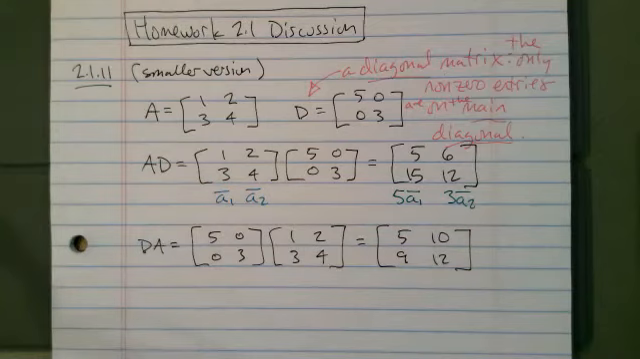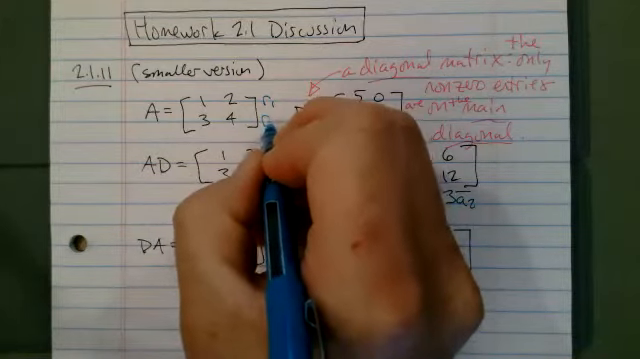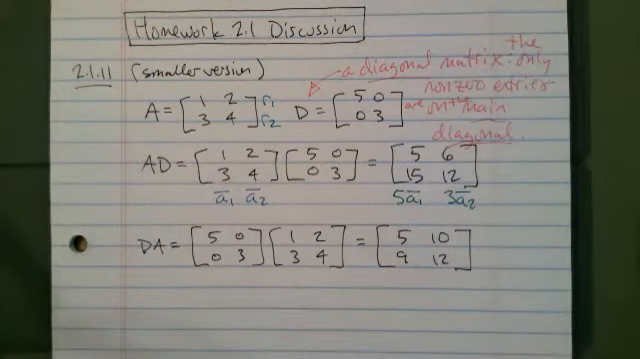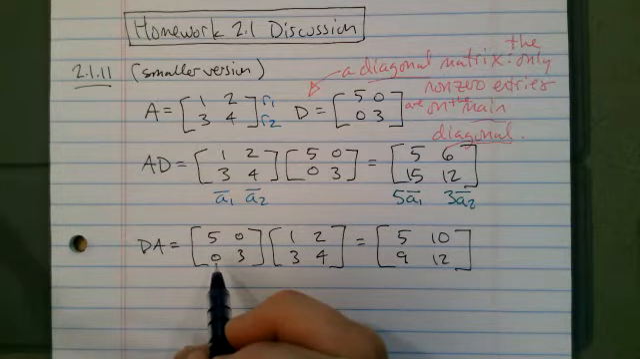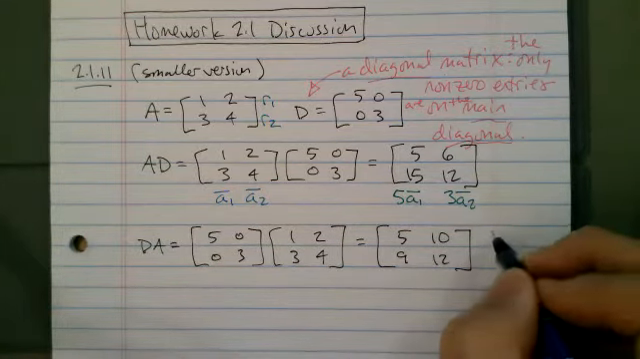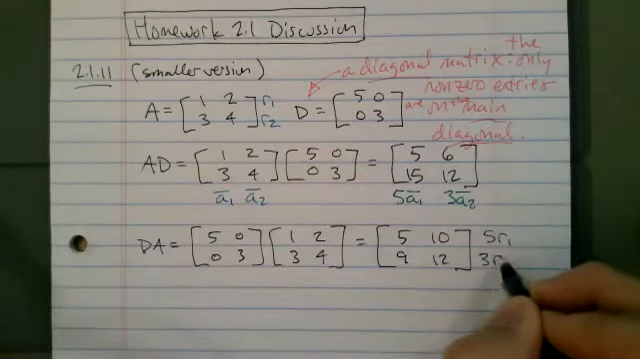So now we haven't multiplied the columns of A by the entries in D. We multiplied the rows of A by the entries in D. So if I name the rows of A row 1 and row 2, then putting the diagonal matrix on the left of A will be 5 times the first row and 3 times the second row.